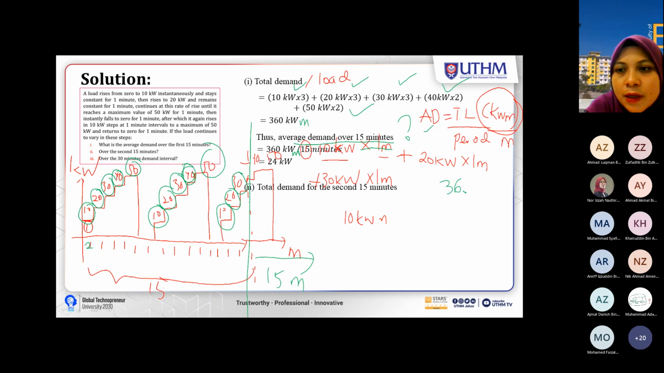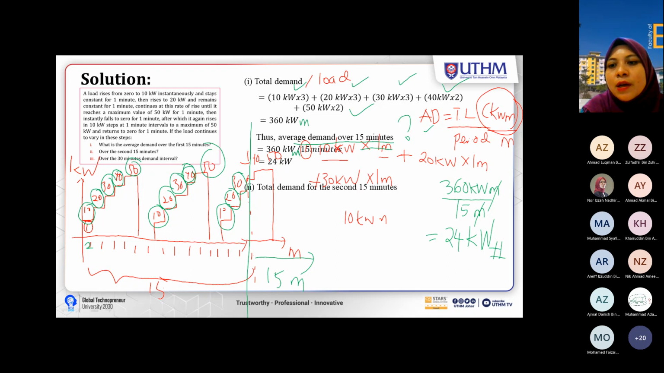Kalau soalan dalam hours, then you have to times hours lah. 360 kilowatt meter divide by 15 minutes. Just potong, then you can get the answer is 24 kilowatt. Okay, maksudnya daripada banyak-banyak ni, the average demand adalah lebih kurang 24 kilowatt. Faham? Clear tak? Alright. Kita tengok soalan yang kedua.